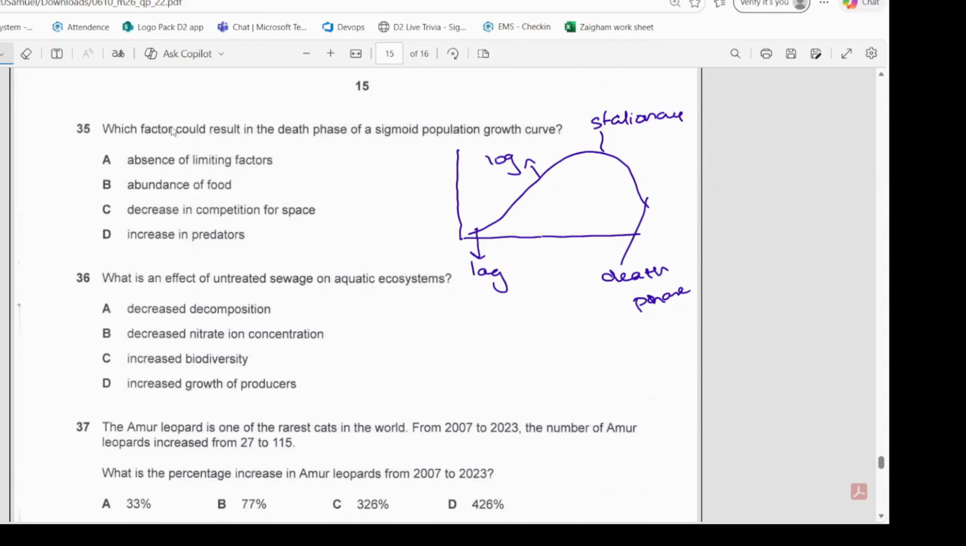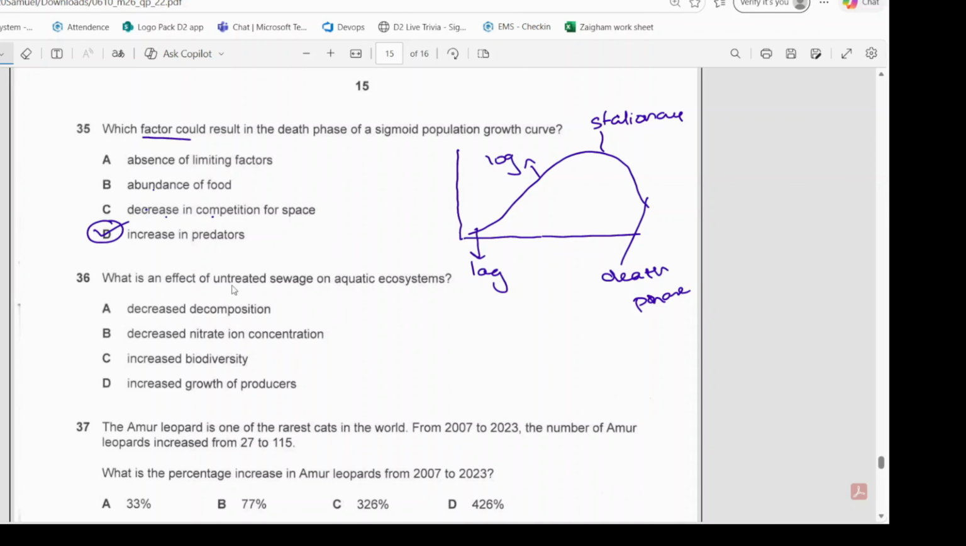So what factor could result in the death phase? Absence of limiting factors. Next one is abundance of food. No, that would definitely increase the population. A decrease in competition. If there is a decrease in competition, there is more population. Increase in predators. Yes. So it's D.